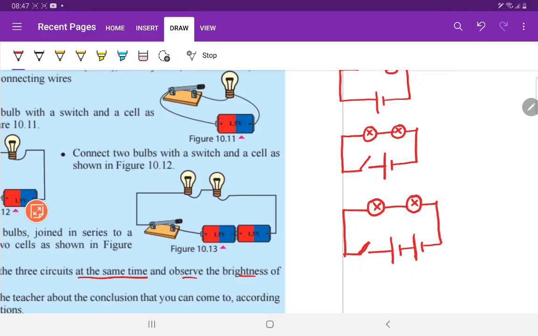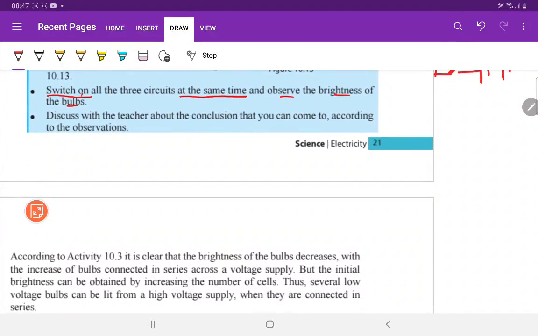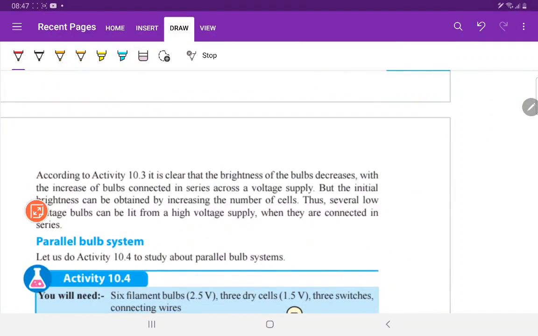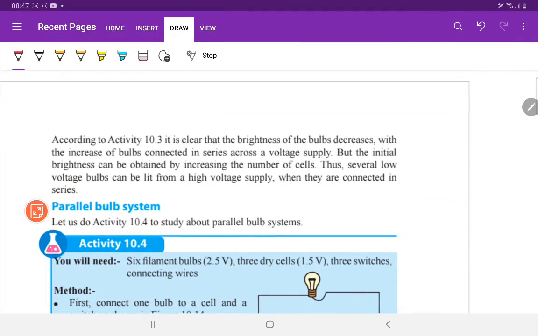Okay, now I hope you understand how to draw the circuit diagrams. Now here, according to activity 10.3, if you switch on all three at once, it is clear that the brightness of the bulb decreases with the increase of bulbs connected in series across the voltage supply. But the initial brightness can be obtained by increasing the number of cells. Thus, several low voltage bulbs can be lit from a high voltage supply when they are connected in series.